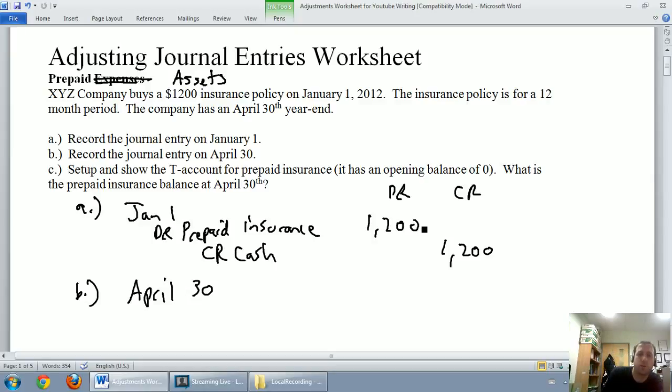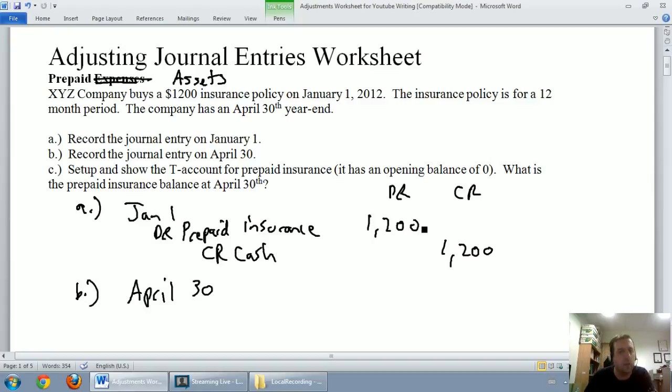If I bought $1,200 worth of insurance on January 1st, some of it has expired by April 30th. Some of it has run out. How much insurance has run out exactly? Well, January, February, March, April are all done. Those 4 months of insurance are burned up. It's gone and it's not coming back. Because it's gone and it's not coming back, that makes it an expense. When we can get money back for our insurance, or we still have a future benefit from our insurance, it's still an asset. But those 4 months that have elapsed, that means it's an expense.